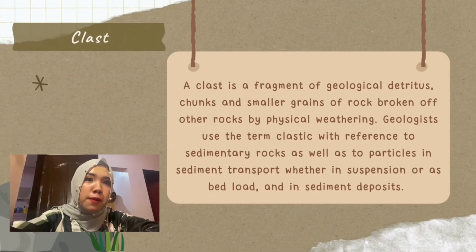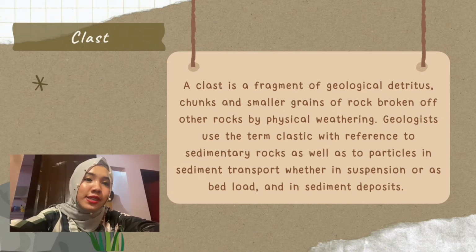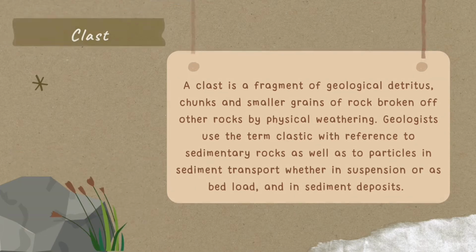A clast is a fragment of geological detritus, chunks and smaller grains of rock broken off other rocks by physical weathering. Geologists use the term clastic with reference to sedimentary rock as well as to particles in sediment transport, whether in suspension or as bed load, and in sediment deposits.